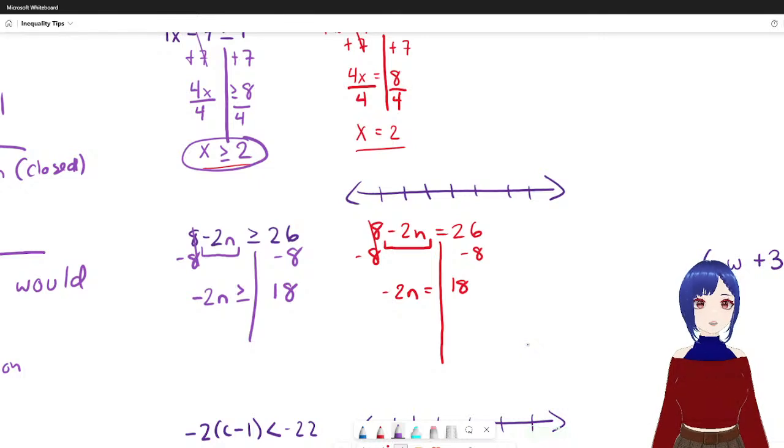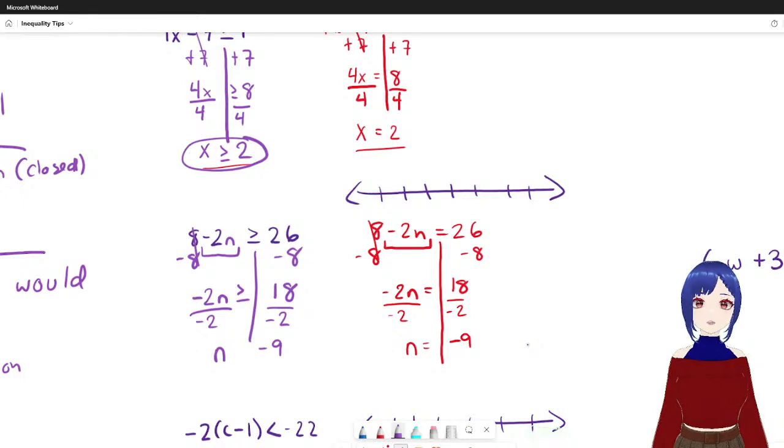And that's negative 2 times n. The opposite of multiplying by negative 2 is to divide by negative 2. So we're going to divide both sides by negative 2. That gives us 18 divided by negative 2 is negative 9. So we have n equals negative 9.